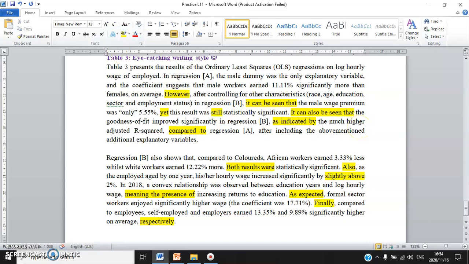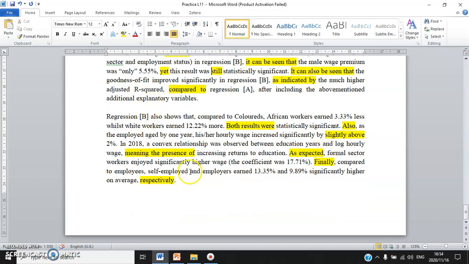It can also be seen that the goodness of fit improved significantly in regression B, as indicated by the much higher adjusted R-square in regression B compared with regression A after controlling for other characteristics or after including more explanatory variables. Regression B also shows that compared to colored, which is my reference race category, African workers earn 3.33% less, whereas white workers earn 12% more. Both results were statistically significant.